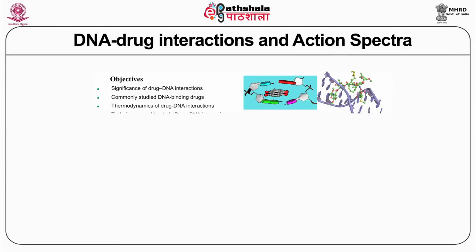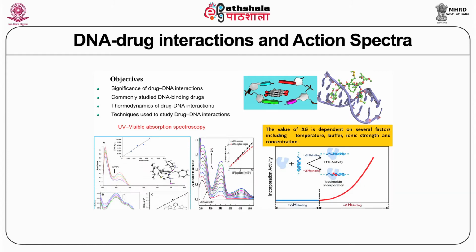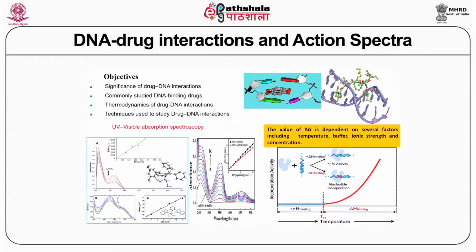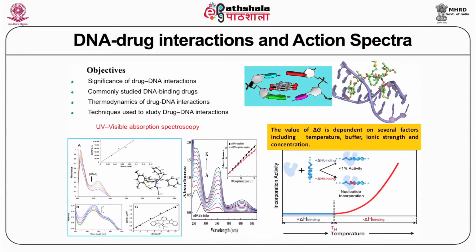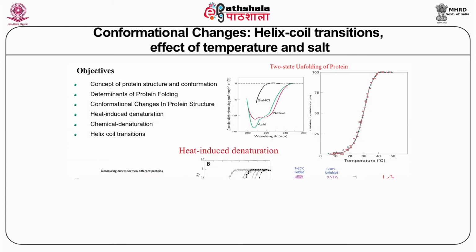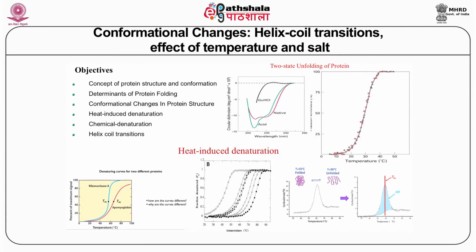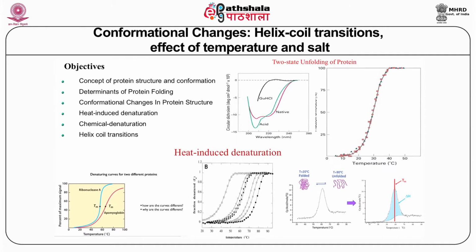So after studying the proteins and nucleic acids absorption, also determination of the homogeneity of the protein, and DNA melting, helix to coil transition. Like in protein you call it folded to denatured, here you call it helix to coil transition, effect of temperature, concentration, and so on and so forth.